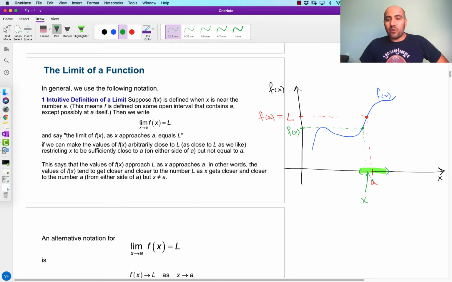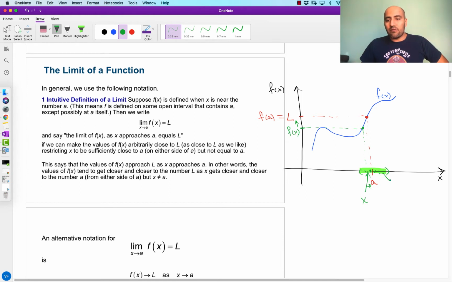What we care about is what happens as we let x get closer and closer to a from either side, as we choose different values along this little neighborhood and get closer and closer to a. What's going to happen to our output? Well, our output, as you can see, is going to get closer and closer to L.